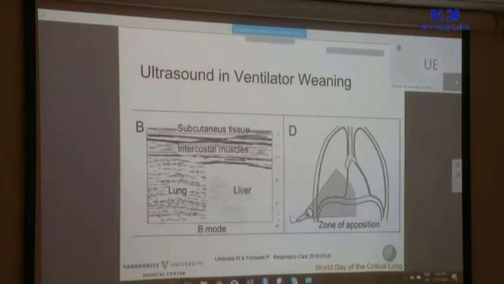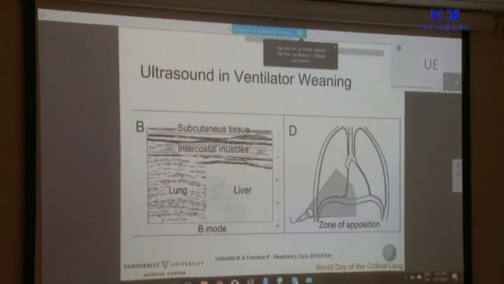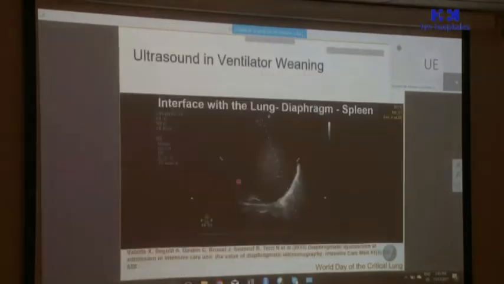For example, here, if you take the approach where you want to look at the diaphragm from the side, then this is what you will appreciate. You'll appreciate the intercostal muscles. The lung will be moving in and out, and then the liver with the diaphragm obviously above the liver here. And we will look at its displacement, or that is the excursion or thickening later on.